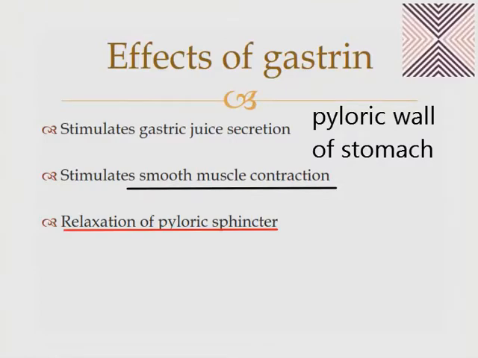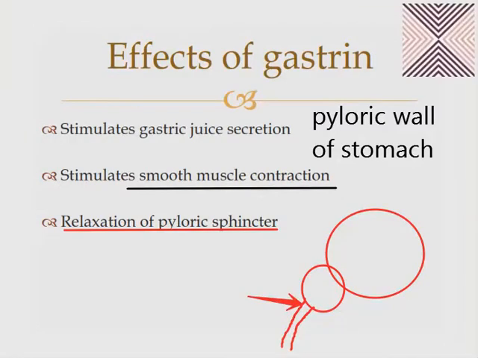Suppose this is the cardiac part of the stomach, the bigger part of the stomach, and here we have got the pyloric part. After the pyloric part, we have got the, not esophagus, this is the duodenum. So here at this particular point, we have got the pyloric sphincter. The food will enter from the pyloric part of the stomach, which is over here. From the pylorus, the food will enter into the duodenum through this pyloric sphincter. So it will enter here. So this is the function of gastrin. This is the third function.